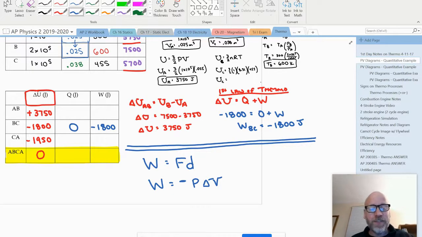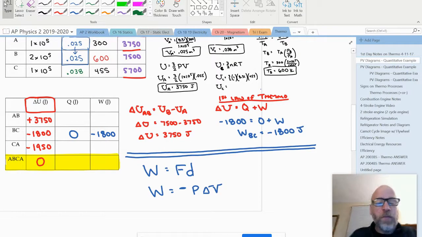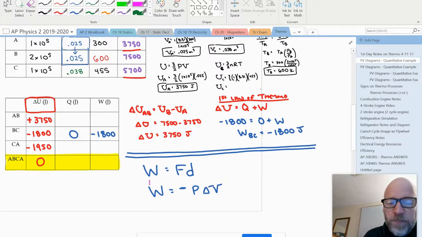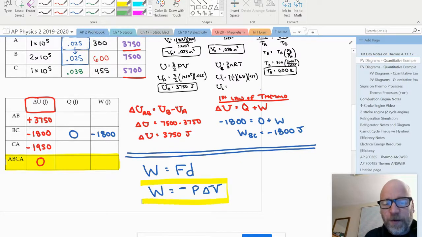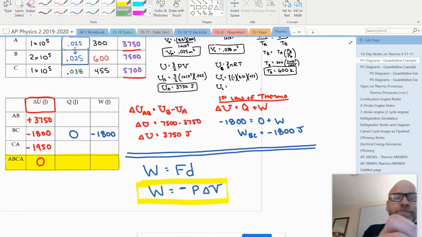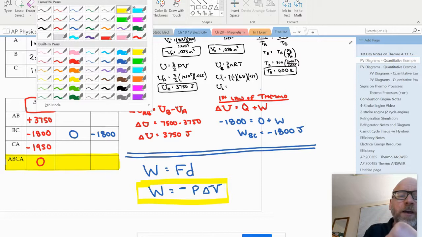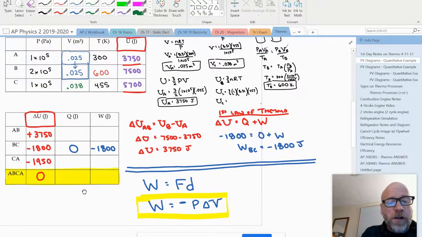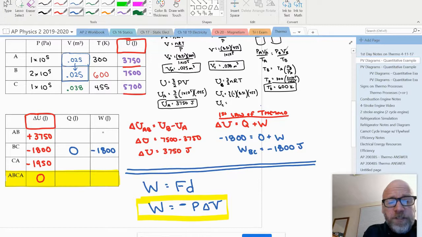Nice. You see it? Nick, do you see it? Yeah, that's right. If work is negative P delta V, right there, what if the change in volume is 0? What's the work? Nice, Connor. Thank you for bailing him out. Then the work is 0.